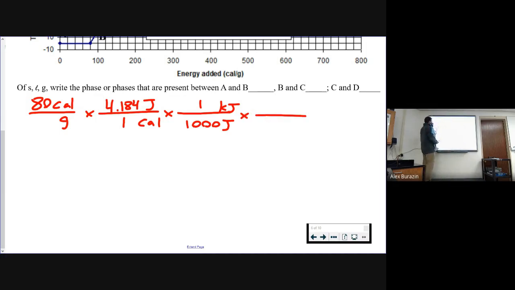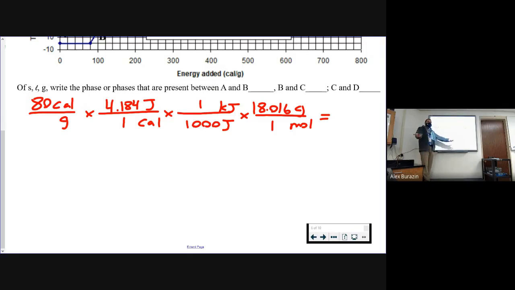Great. Now I want to get rid of my grams. What is this stuff? What's the substance? Water. How many grams are there in a mole of water? 18 point something, right? Because we have 1.008 now this year for our hydrogen. So it's going to be 18.016. And we have successfully converted from calories per gram into kilojoules per mole.